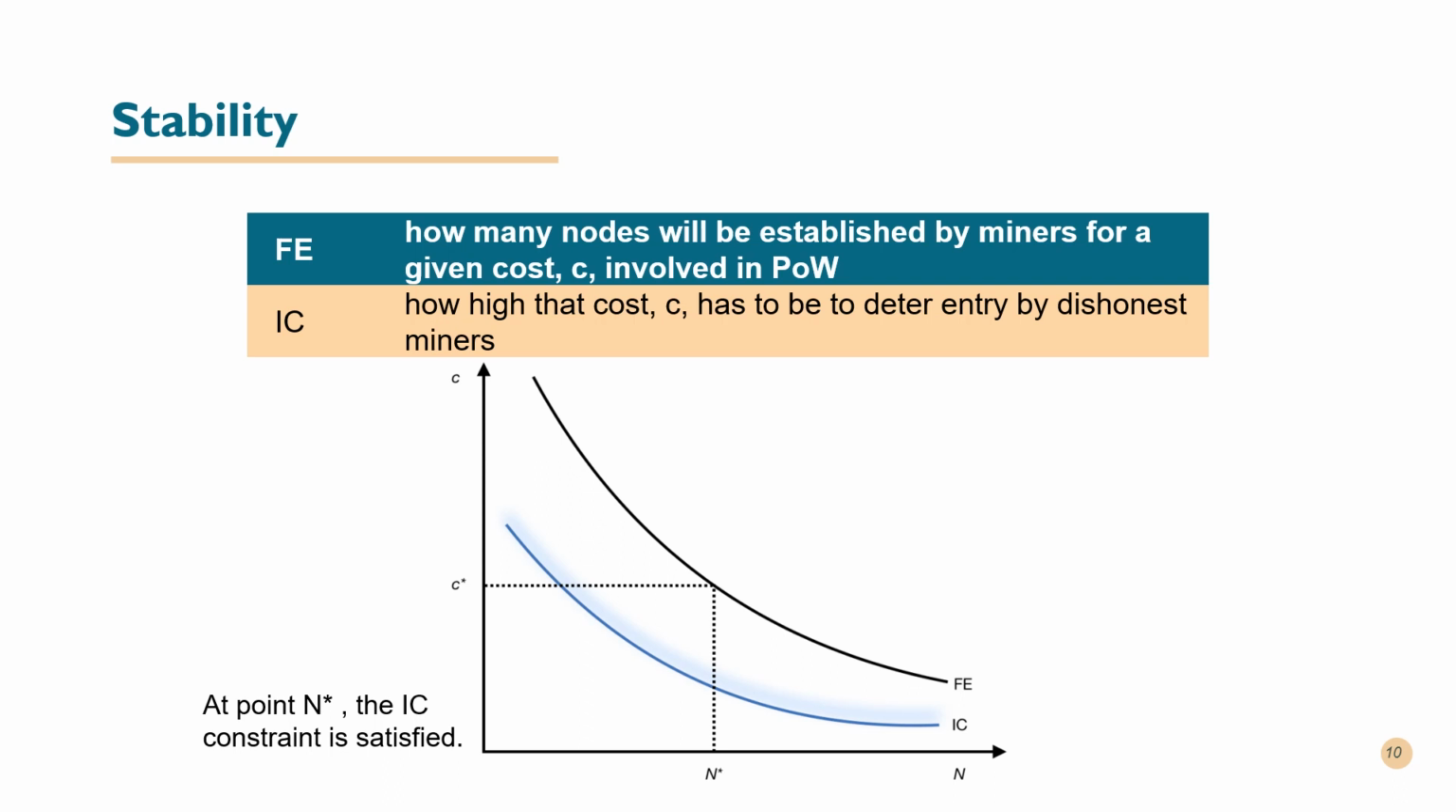The IC constraint is satisfied. In other words, the blockchain is sustainable, and moreover, it is sustainable for a large range of C because the free entry constraint lies above the IC constraint.